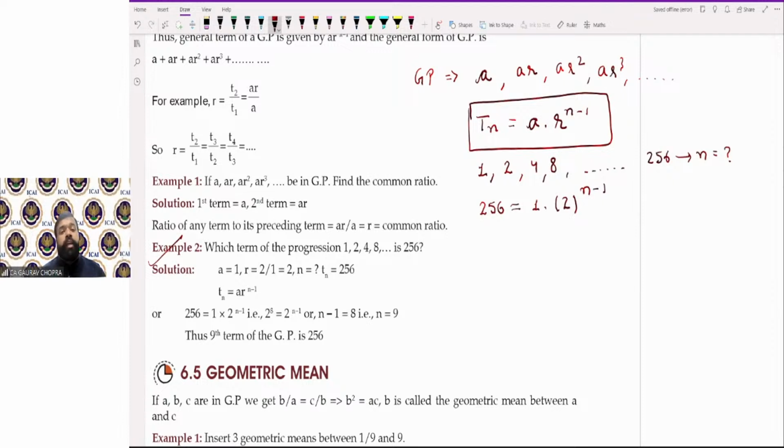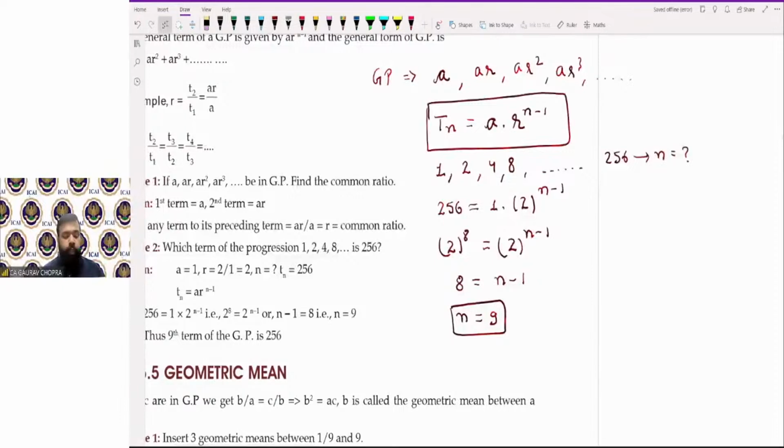So how to simplify? 256 is simply 2 to the power of 8. And on the right-hand side, we have 2 to the power of n minus 1. So when the base is the same, powers are equal. जब base same होता है, तो power equal हो जाती है. So 8 is equal to n minus 1. Therefore, the value of n will be 9. What is the value of n? n is equal to 9. Okay. In this way, you can calculate.